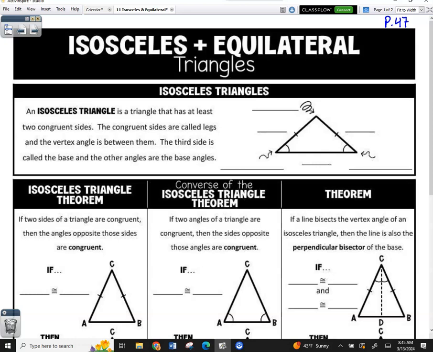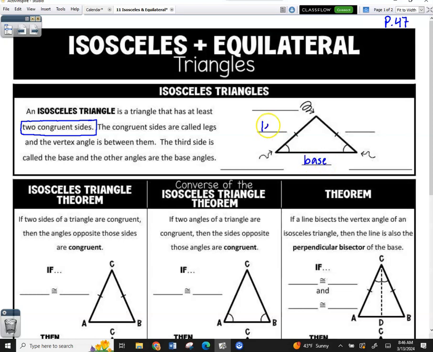Isosceles triangles. That is a triangle that has at least two congruent sides. The congruent sides are called legs. And with isosceles triangles, do you remember what I said to turn it like? Turn it like a rooftop. Because then it would help you to know which sides are congruent, and then it would help you to identify what's called the base. The base would be what it's sitting on at the bottom.